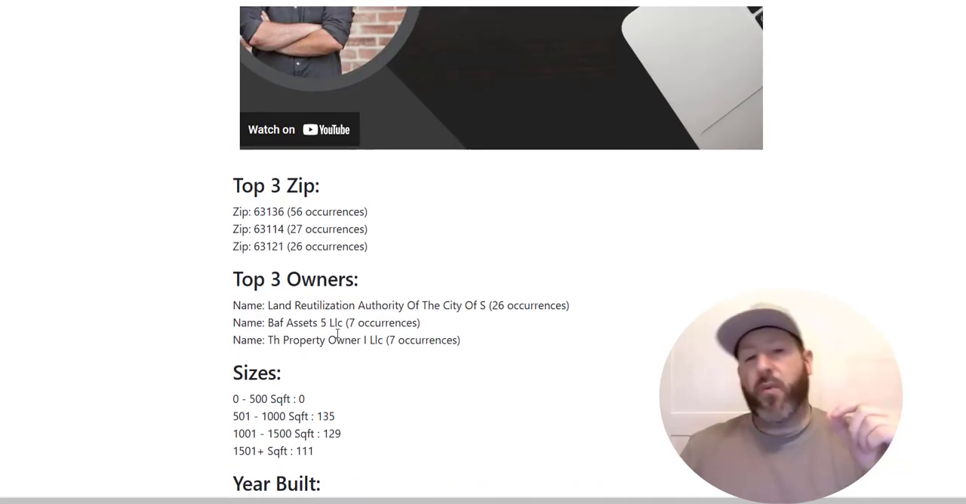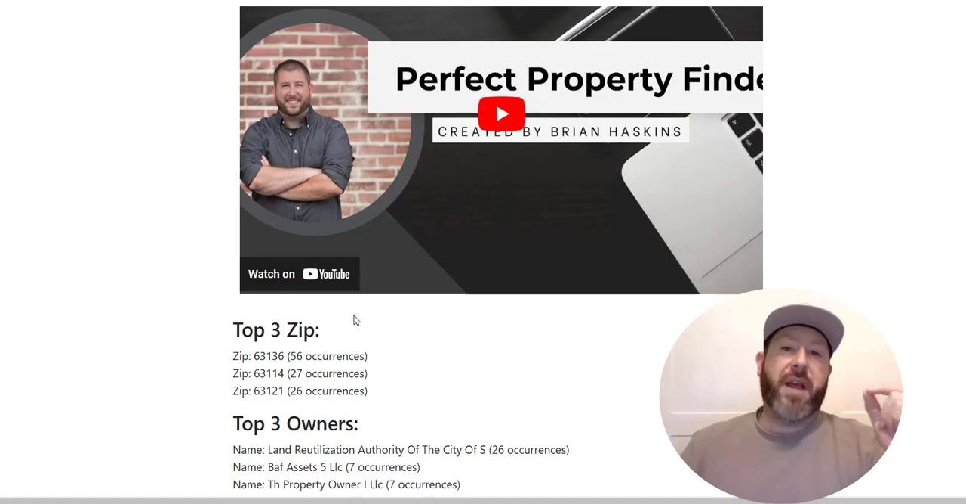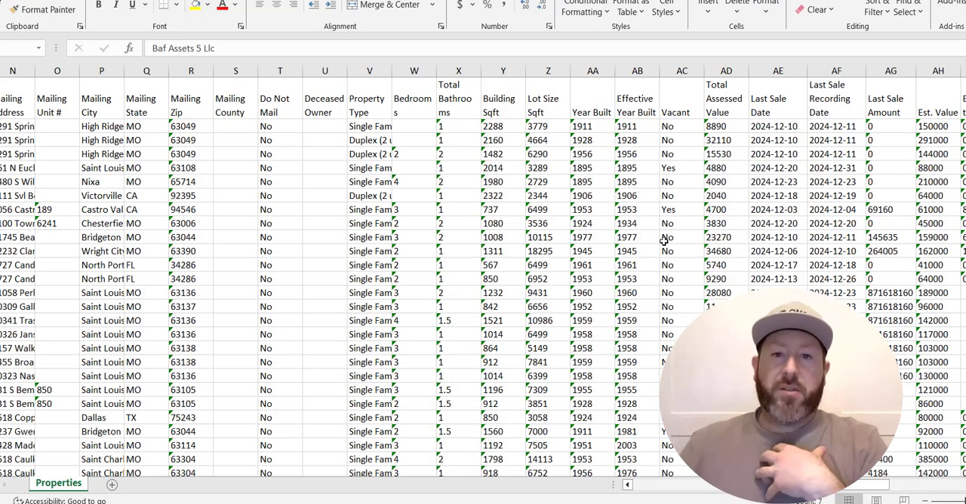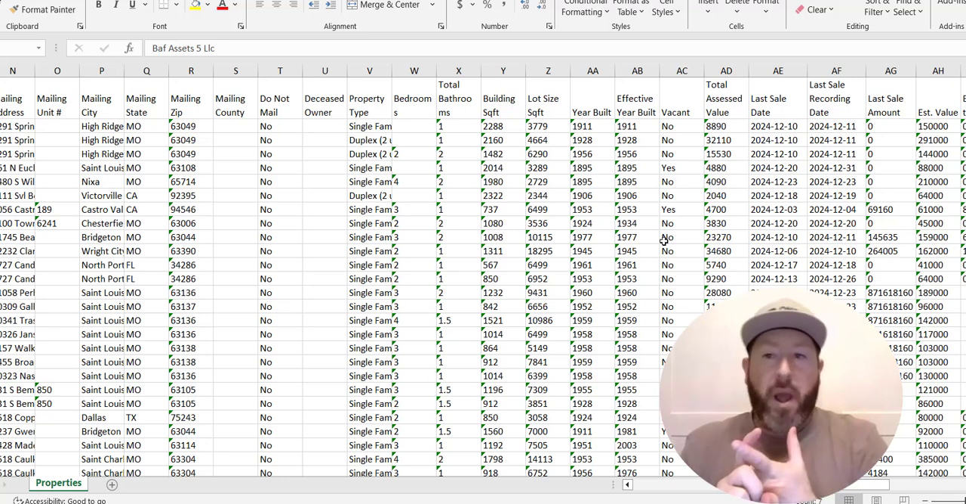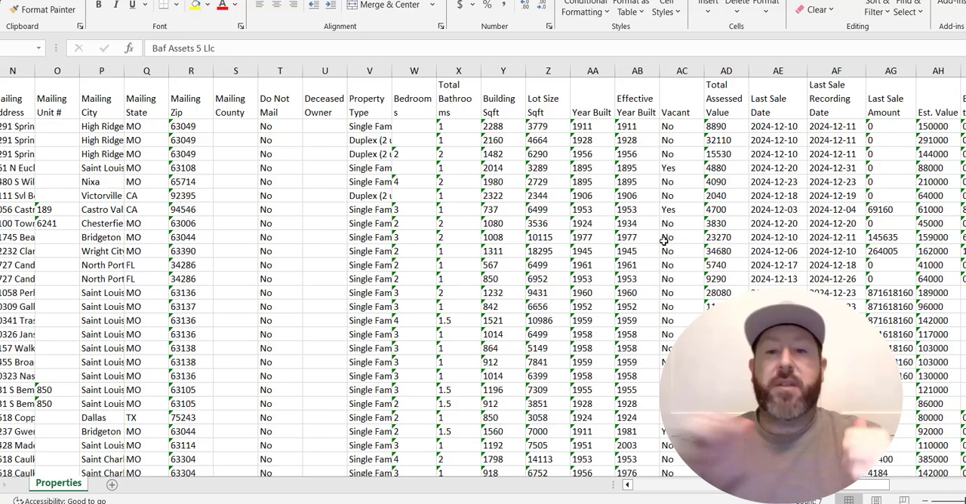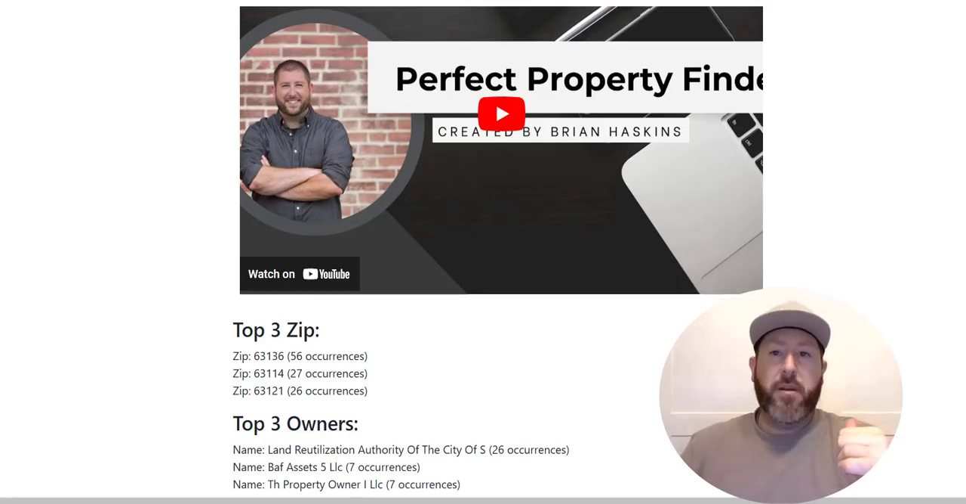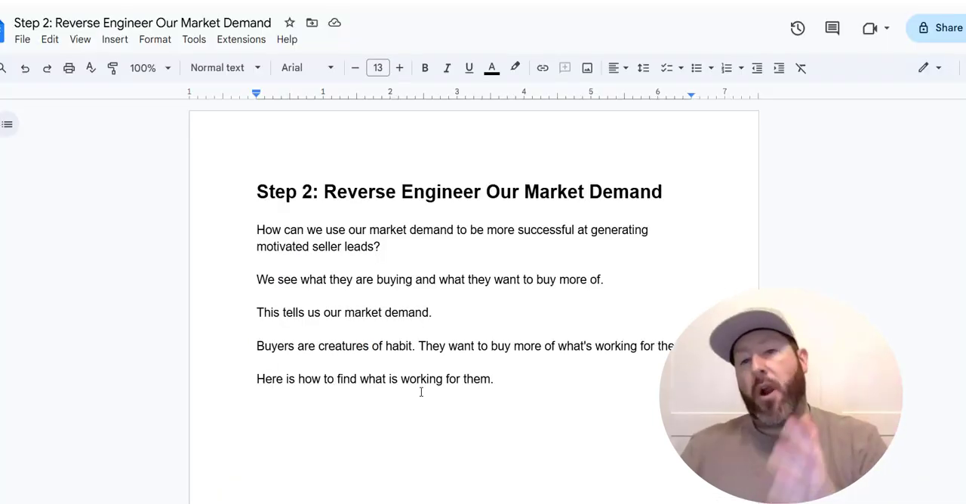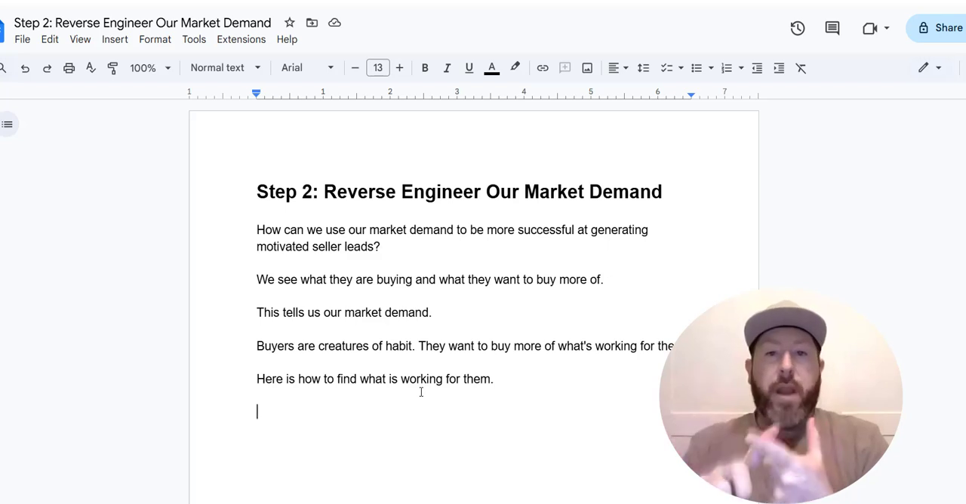So what this does for us is this helps us identify what our market demand is. So we can go through, we can sort this list and identify where they're buying, and what they're paying, or we can utilize simple tools to be able to do that for us. So that's exactly what we want to do in this video. Now we have basically identified who the buyers are in our market. So that was step one. Step two, now we've just reverse engineered our market demand. So understanding where they're buying, and what they want to buy more of.